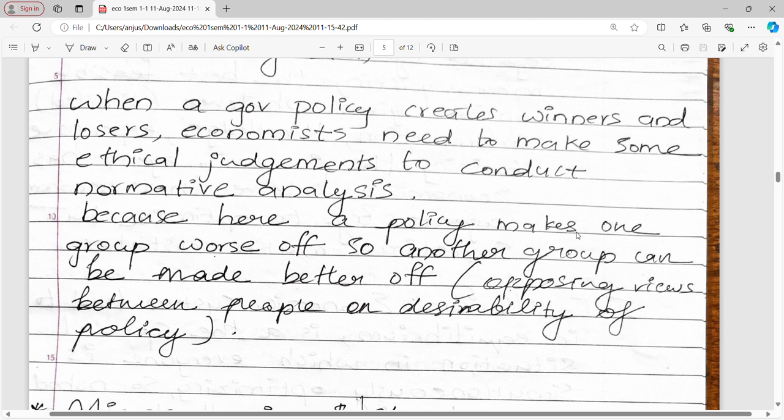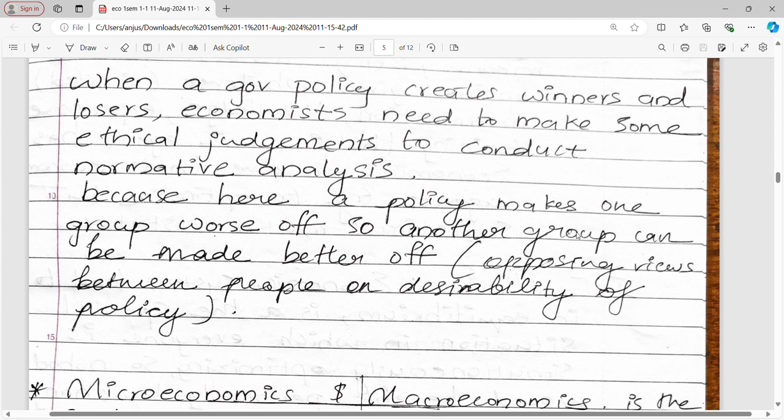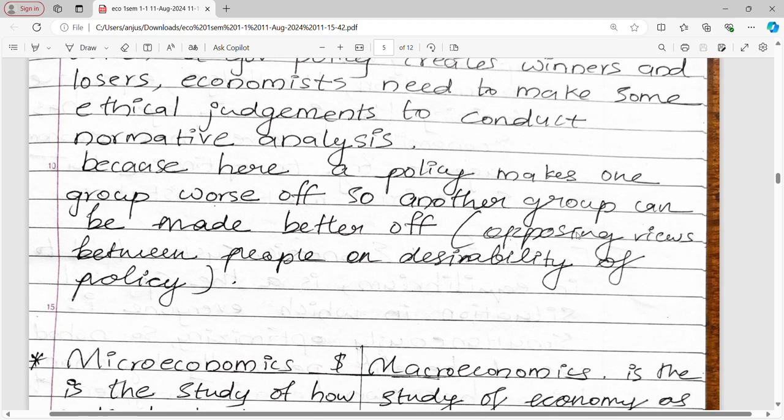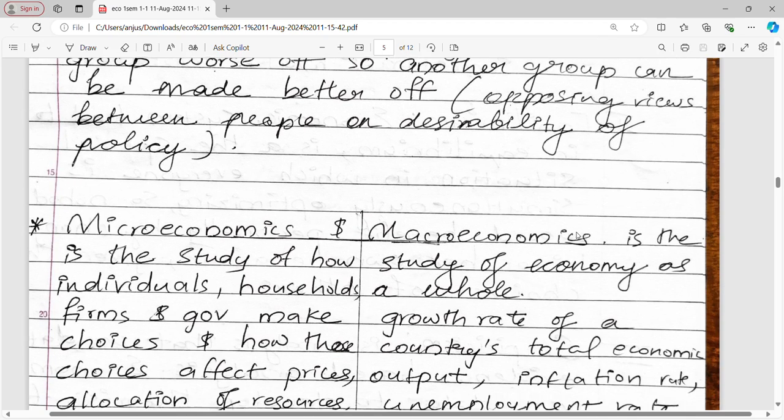So economists need to make some ethical judgment to conduct normative analysis. They must make ethical judgments when evaluating policies that make one group worse off, so another group can be made better off. Okay. People have opposing views on the desirability of a policy. So an ethical judgment has to be made by them there.